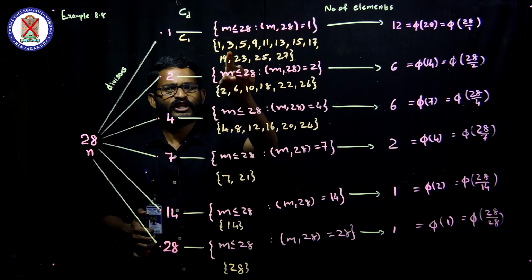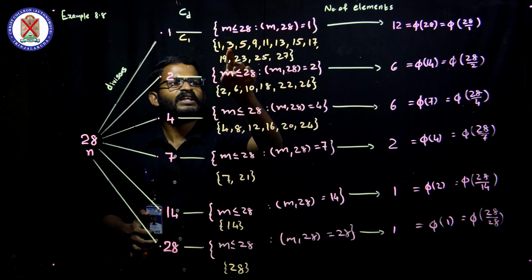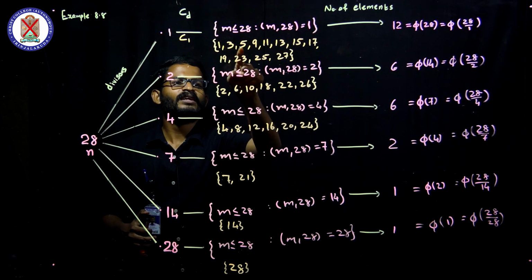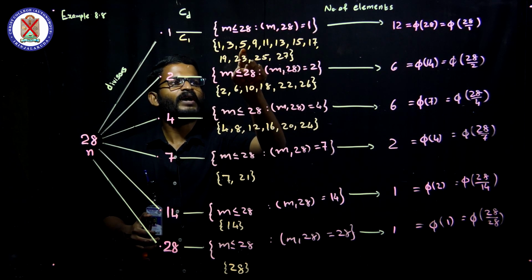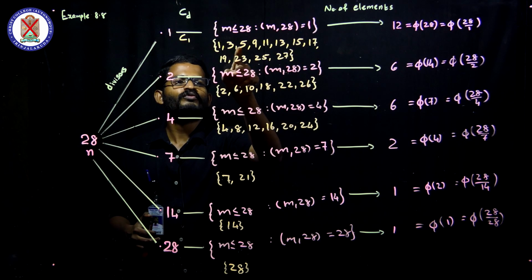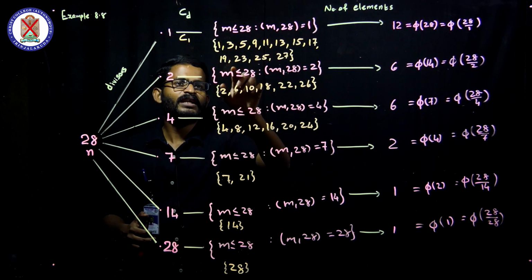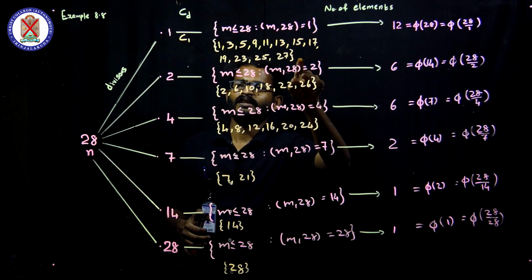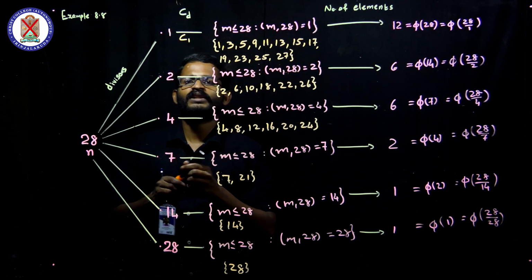Then consider 3. The GCD of 3 and 28 is 1. So 3 is an element of C1. Now 5. The GCD of 5 and 28 is 1. So 5 is an element of C1. Similarly, all these elements are in C1. Then what is C2? This is C2.